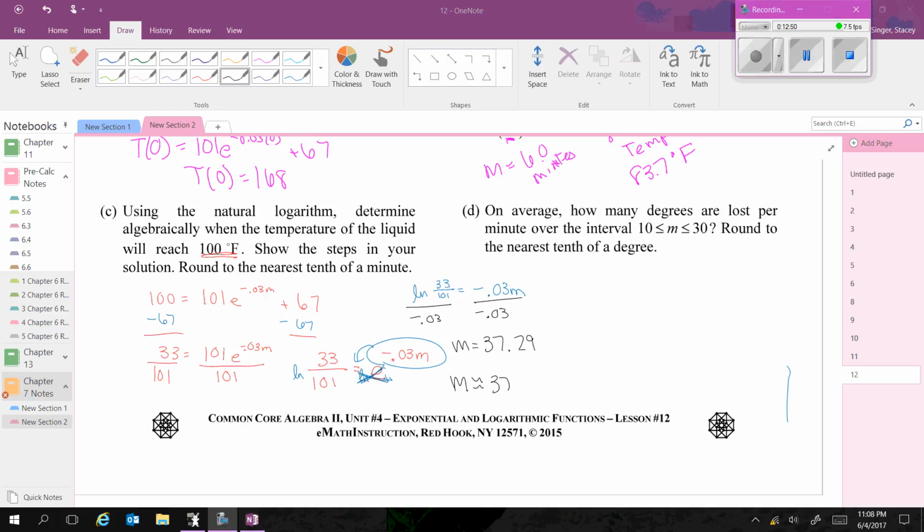Next problem, it says on average. Remember, when you're finding average, you're dividing how many degrees are lost per minute over the interval 10 to 30, rounded to the nearest tenth of a degree. So that means I need to know my temperature over my minutes.